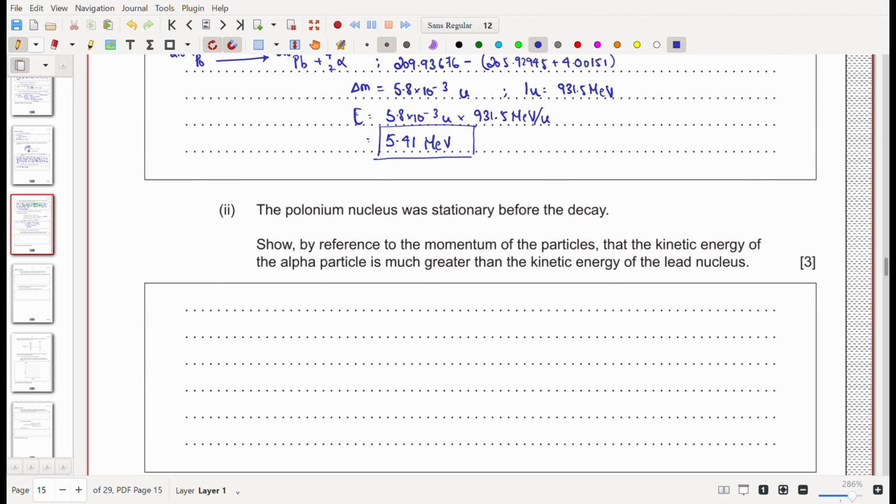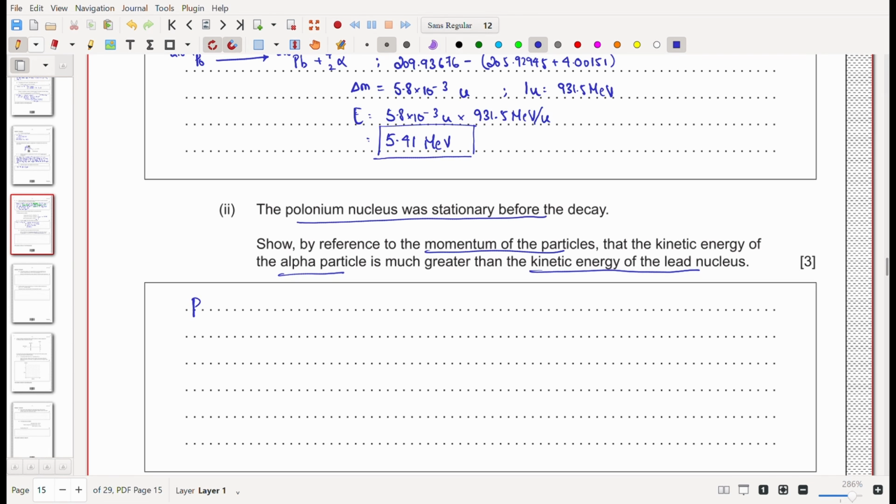Moving on to our next question, part 2. The polonium nucleus was stationary before the decay. Show that by reference to the momentum of particles, the kinetic energy of the alpha particle is greater than the kinetic energy of the lead nucleus. So first of all, since the polonium nucleus was stationary, P alpha plus P lead is equal to 0. So keeping that in mind.